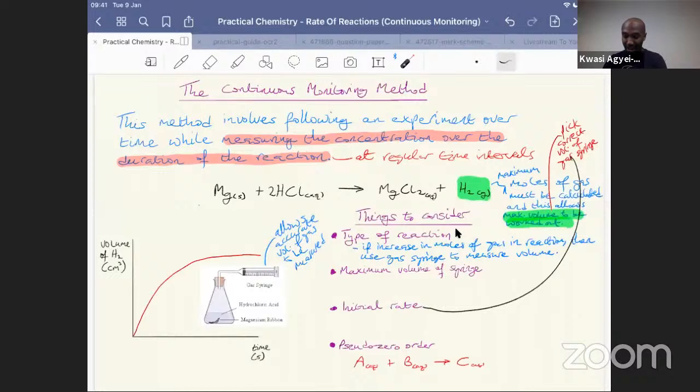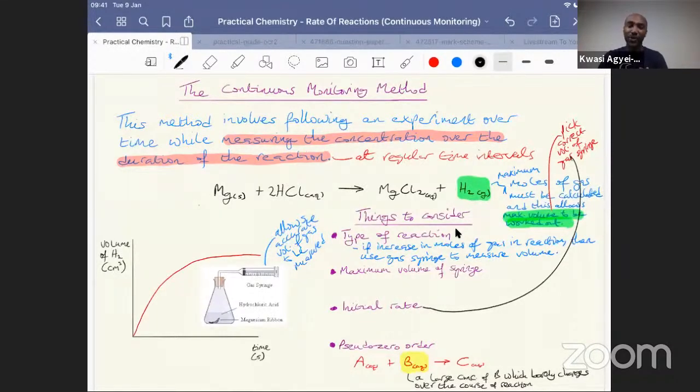So if we have a reaction where you've got A reacting with B to make C, and you want to see how the change in the concentration of A affects the rate of the reaction, then what you would want to do is use a very large excess of B. Okay, so a large concentration of B, which barely changes over the course of the reaction, makes it zero order with respect to B.